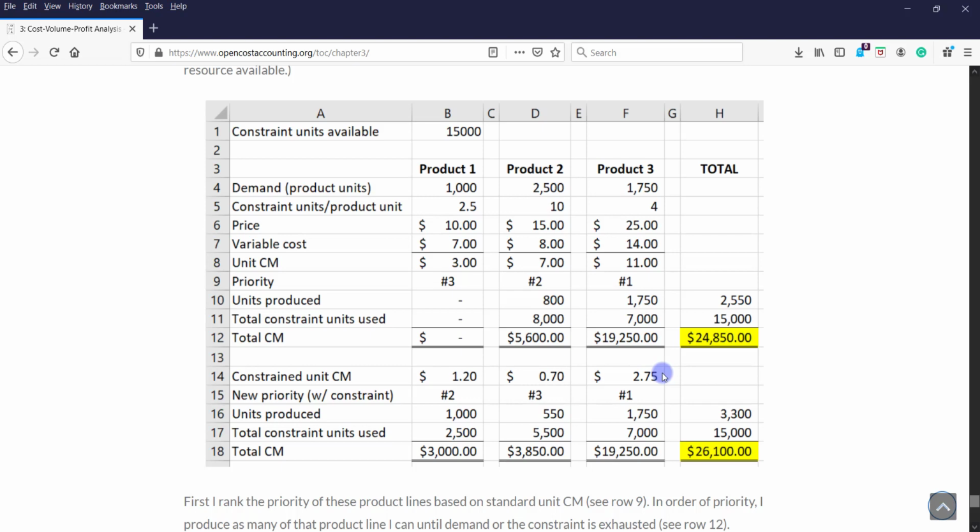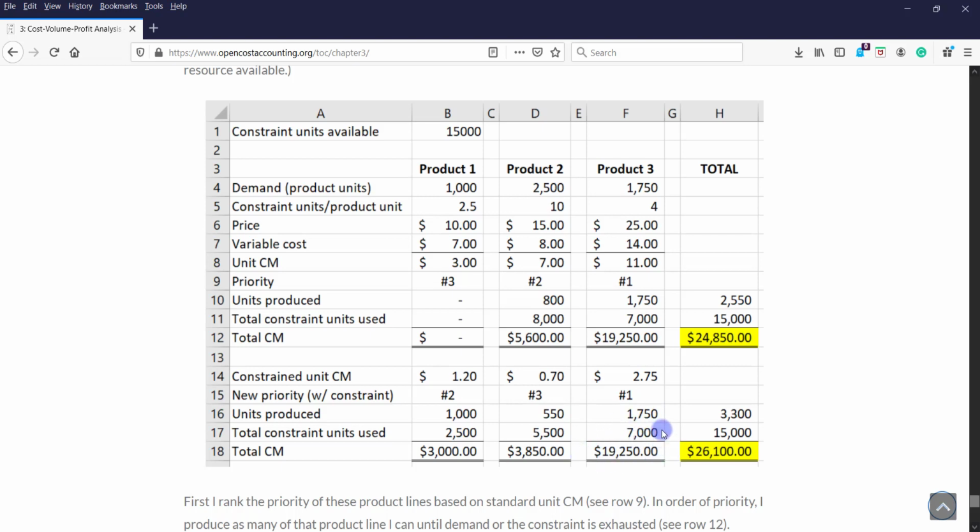So now our order changes slightly. Product 3 is still number 1. It's our top priority. But now, instead of product 2 being our next priority, actually product 1 is our next priority to produce, because it has the next highest constraint unit contribution margin. So we'll max out again our product 3, because it's top priority, producing 1,750 units of product 3, using 7,000 constraint units, getting $19,250 in contribution margin from that.